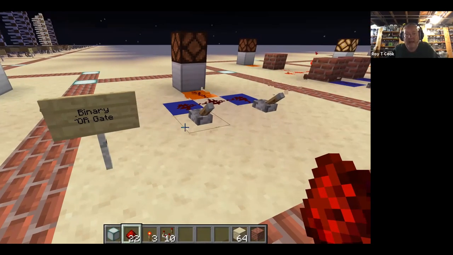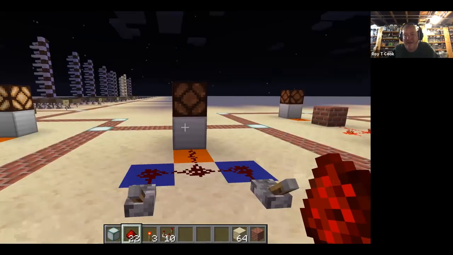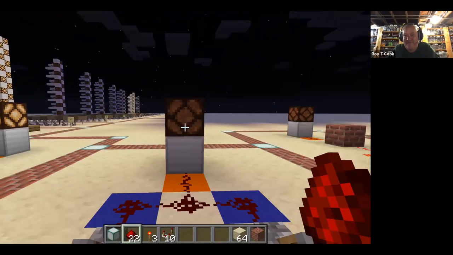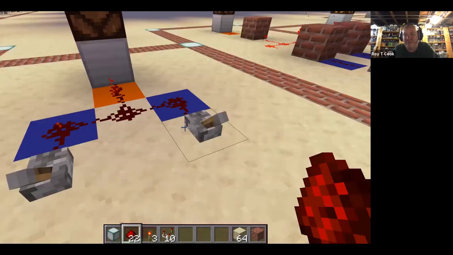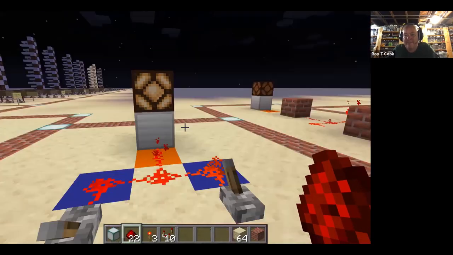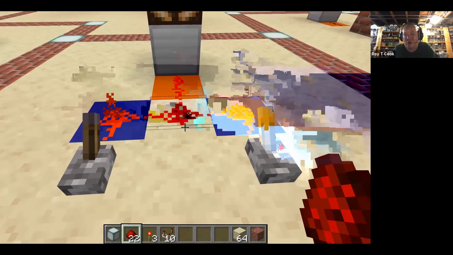All right, binary OR gate. So this is our OR gate. Notice if neither of these is on, the light is off. We turn it on, then the light is on. If we turn this one on, the light is on. And if we turn both of them on, the light is on. So it's an inclusive OR.